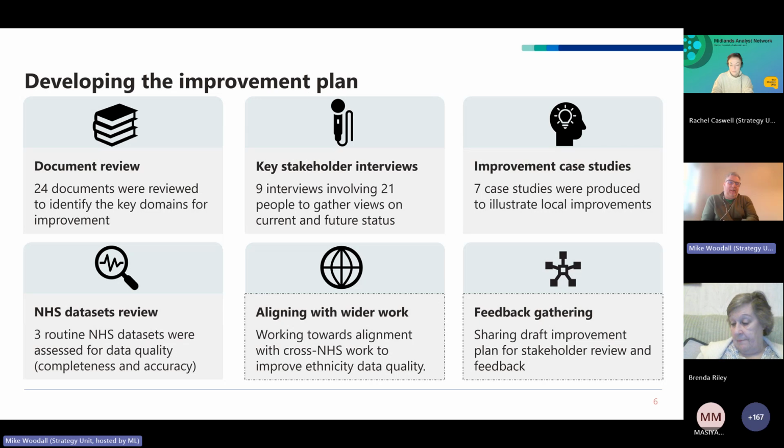We looked at routine data sets around acute, community and mental health services and did some comparisons across them as well as within the services. It was aligned with the wider work around improving ethnicity data quality, and we've gathered feedback on it. This is available on our website if anybody wants to see the improvement plan and the blog that Abby wrote to go with it. That's all available, so you can go and have a look at that.